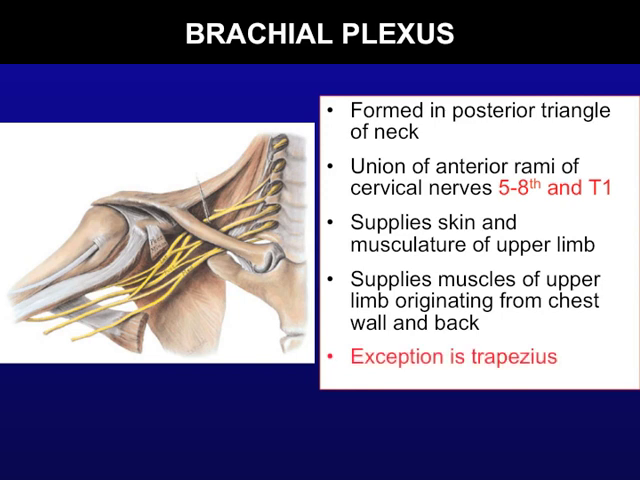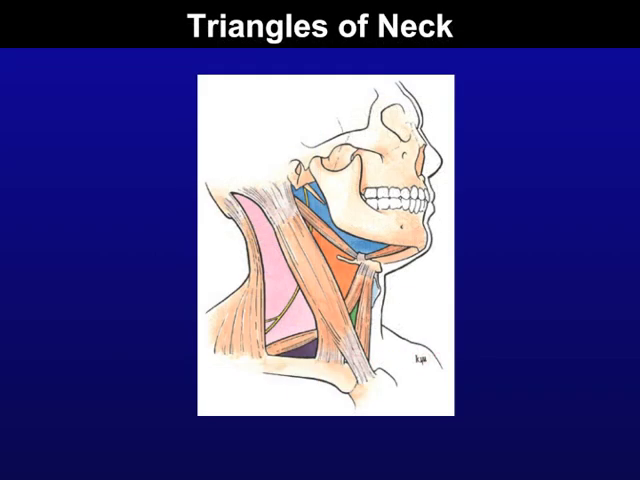If you have studied the back prior to this lecture, you know by now that the trapezius muscle is innervated by cranial nerve 11, the spinal accessory nerve. Having mentioned the posterior triangle of the neck as the area where the brachial plexus originates, let me define this area for you.